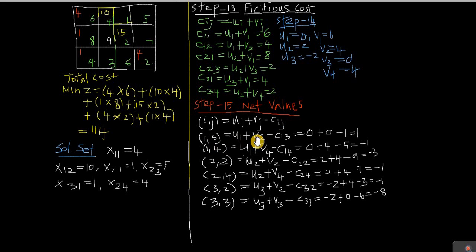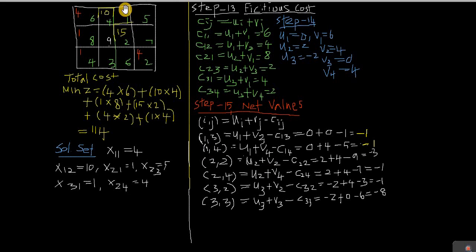So for 13, it is U1 plus V3 minus C13. The U1 value is 0, V3 value is 0, minus C13 value is minus 1. Therefore, we get the value here as minus 1, and not a positive value. Here you have to get minus 1. And then here also you'll get minus 1.